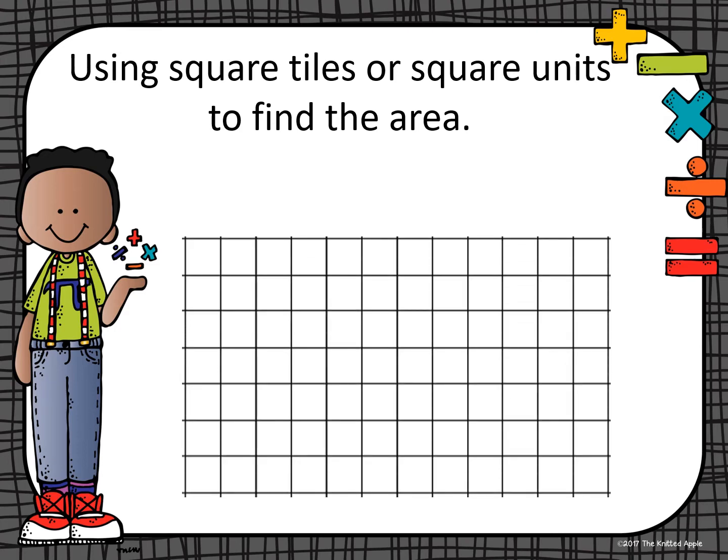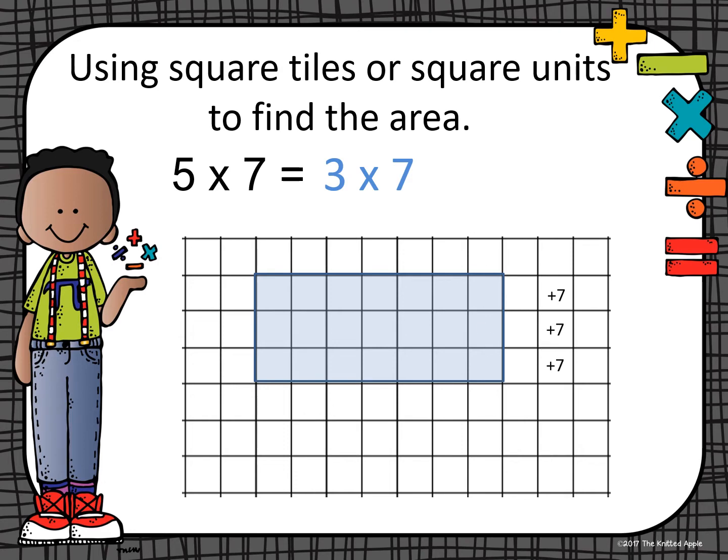So let's look at using square tiles or square units to find the area. So you need a grid, and we have, let's say these are centimeters, for example. So I have 5 rows of squares, and I have 7 in each row. So I could break that up as 3 rows of 7, and that would give me 7 plus 7 plus 7. But I'm not through with my array yet because why? I need 5 rows of 7.